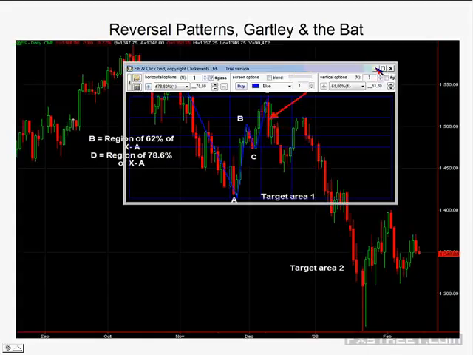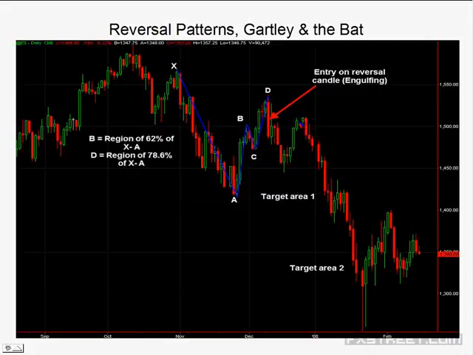Right, let's just pop that away. So there we are. That's yet another entry there. So on down we go. Target area 1 is just down here. And then price moves on down to the Fibonacci multiples of that A to D distance, and the whole thing comes to an end with these long tails.